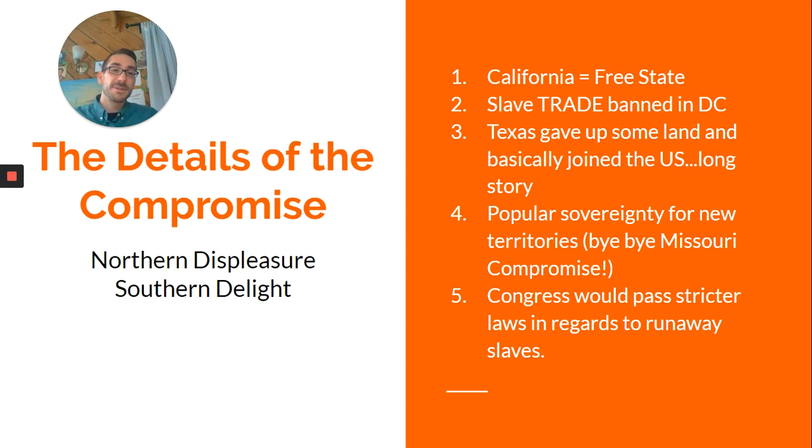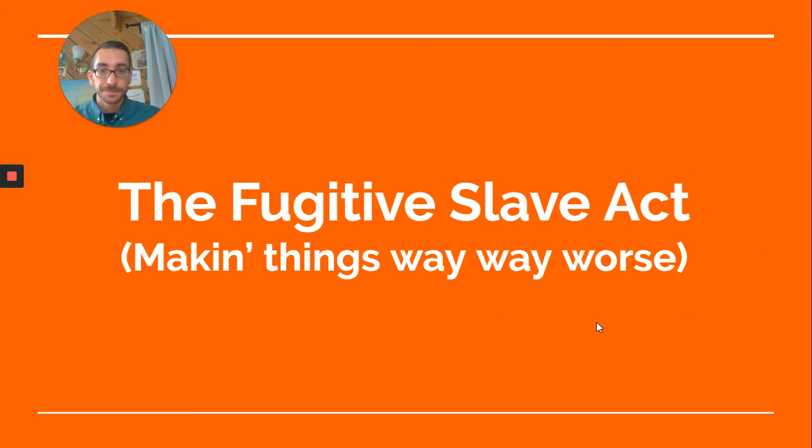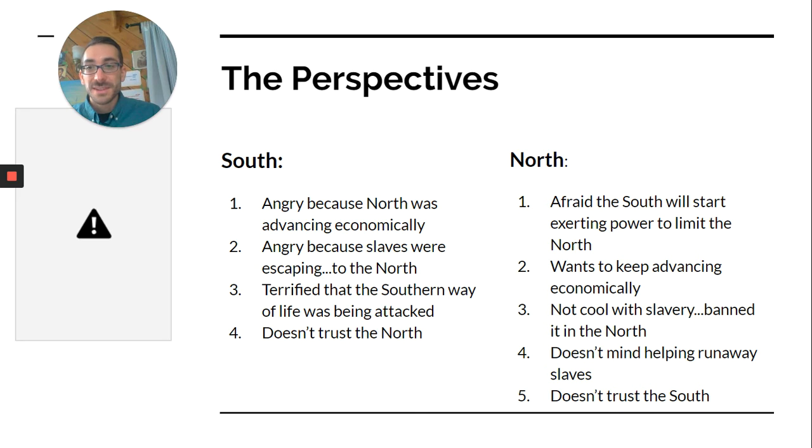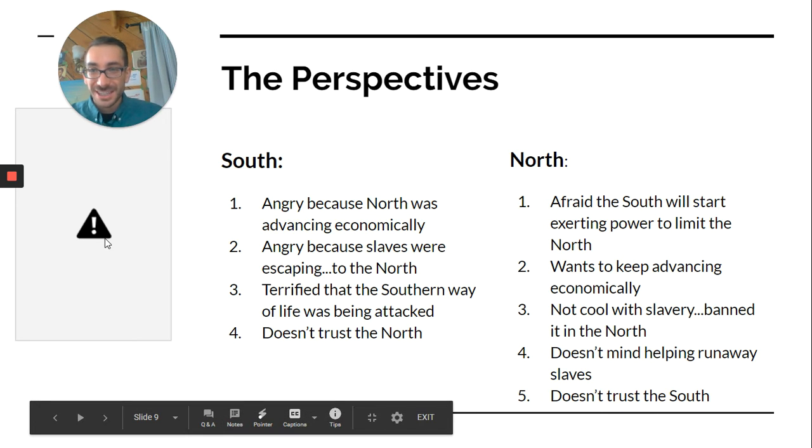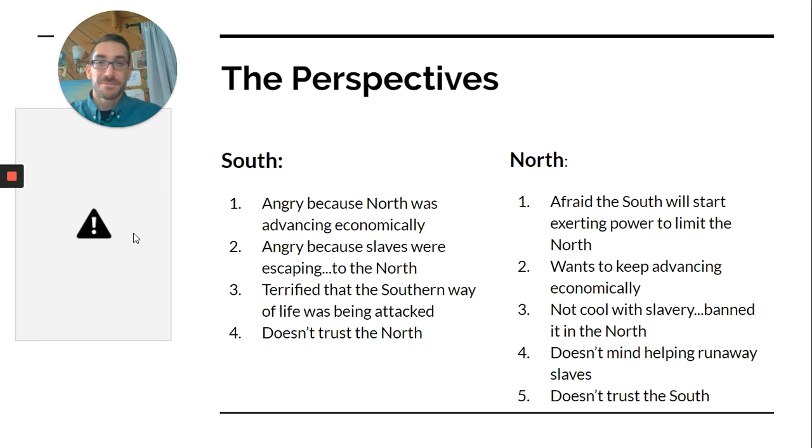So let's look at number 5 in more detail. This is called the Fugitive Slave Act. And I say it's making things way, way worse, and here's why. So the Fugitive Slave Act, oh no, the picture didn't work. Shucks. It was basically a brother and a sister fighting each other. It has two perspectives, okay?